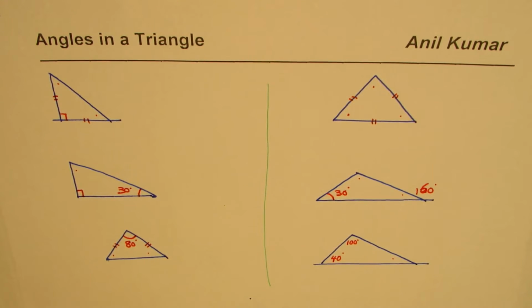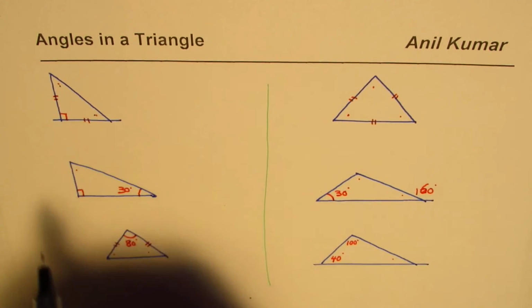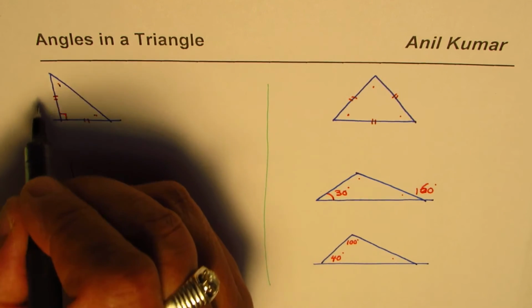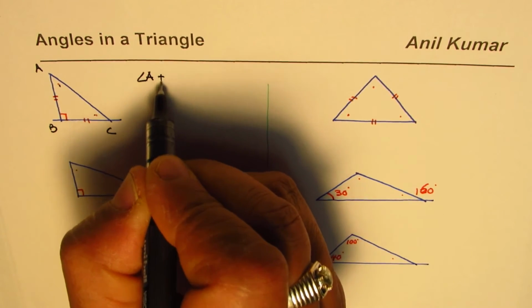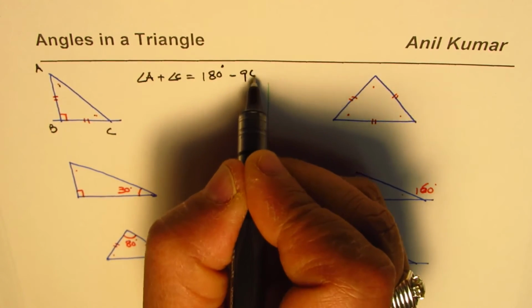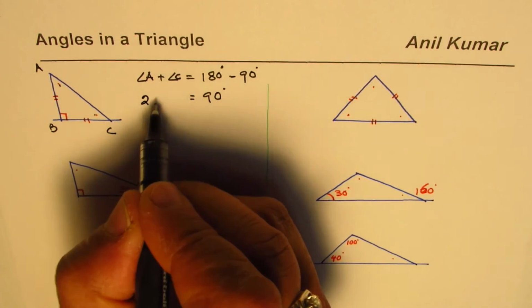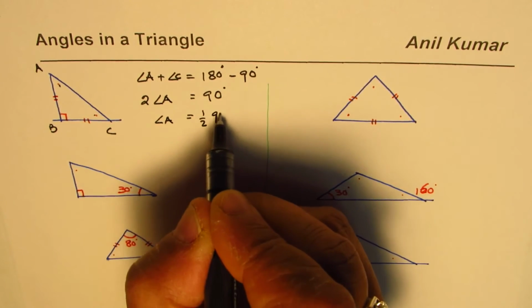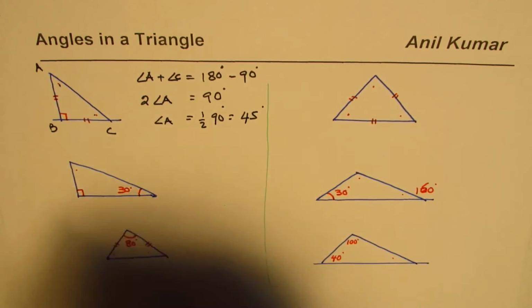Here are the solutions to the same. The first one is the right triangle, isosceles, so they should be equal. So we know the sum of these two, let's call the triangle ABC, angle A plus angle C should be equal to 180 degrees minus 90 degrees. That is 90 degrees. But both are equal. That means it is 2 times angle A. So angle A should be half of 90 degrees. Is that okay? That is 45 degrees. So we get these two angles as 45 degrees.